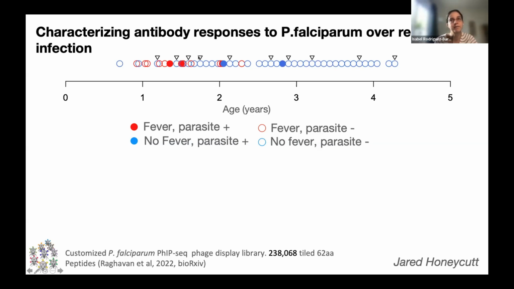And this figure just represents the type of data that we're generating. So this is a timeline of the experience of a single child. When circles are red and filled, it means that they have a detected symptomatic malaria infection. Blue is when it's an asymptomatic malaria infection, and the triangle shows all of the serum samples that we have, right?